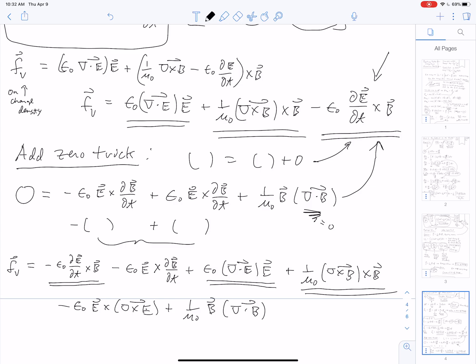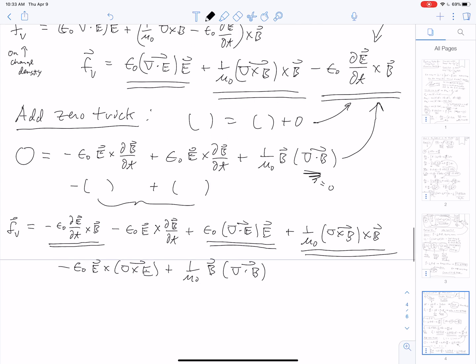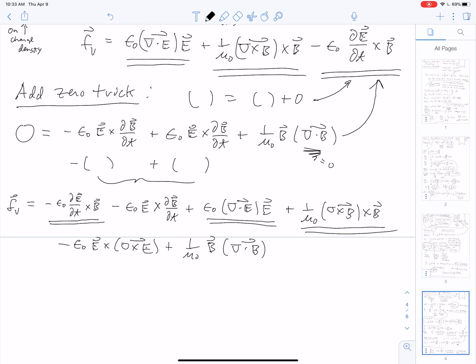Okay, so why did I do that? Well, the first reason is that so that's my force per volume, and the underlined parts are the original parts, and the parts that are not underlined add up to 0. And the reason I write it like this is because I want you to see that this is the most important part there, because you see that's the time rate of change of E cross B. So what I can do then is take that and pull it over to the other side.